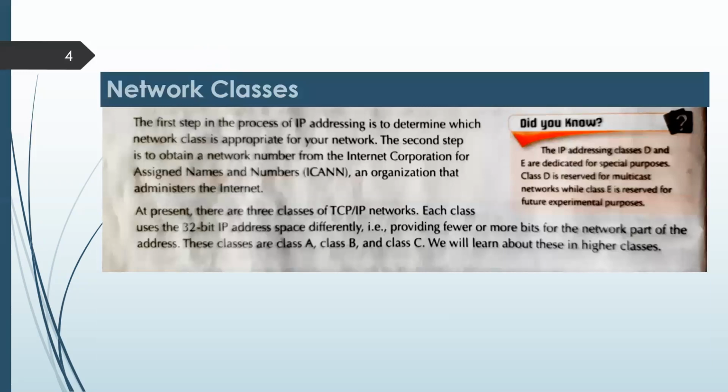The first step in the process of IP addressing is to determine which network class is appropriate for your network. The second step is to obtain a network number from the Internet Corporation for Assigned Names and Numbers, ICANN, an organization that administers the internet.